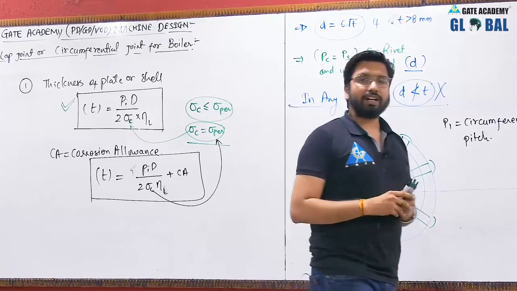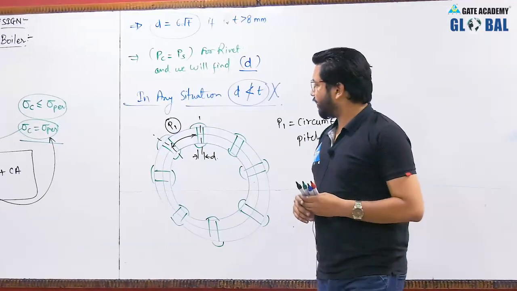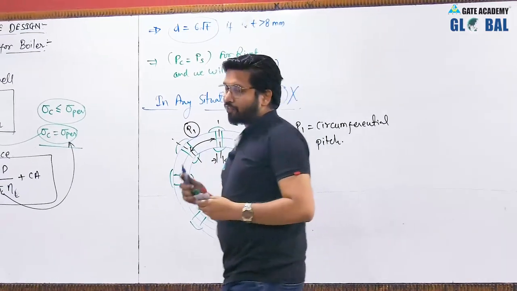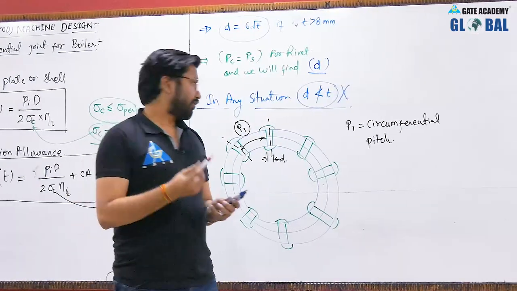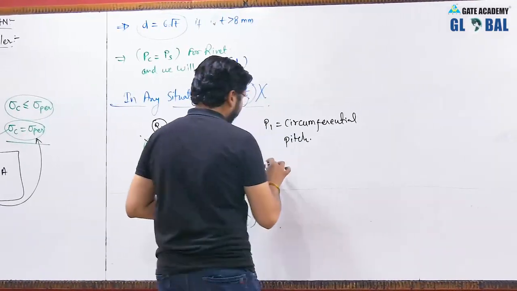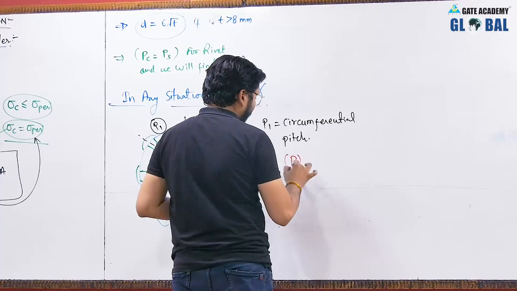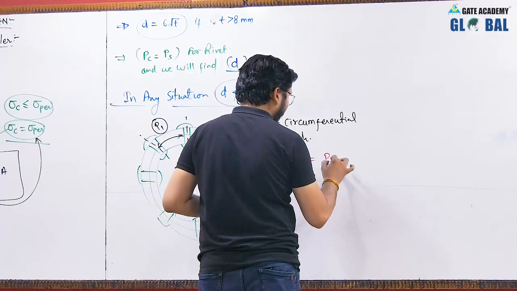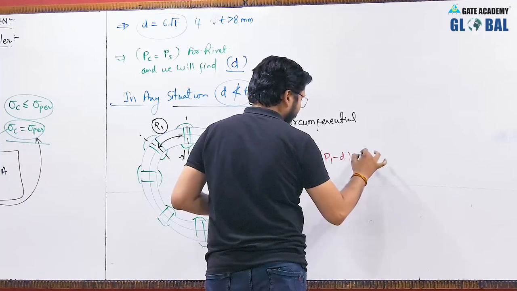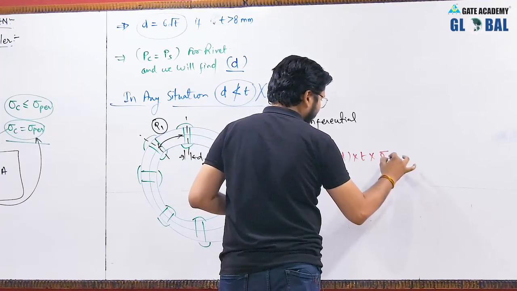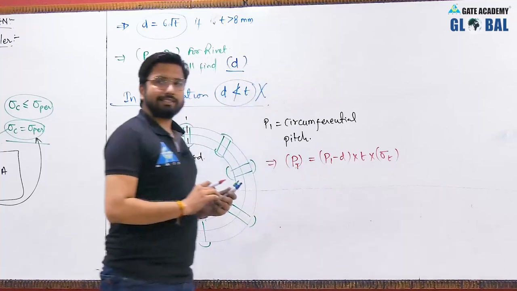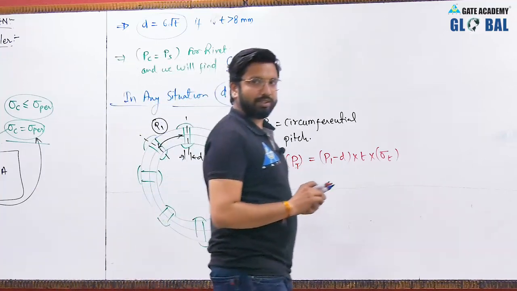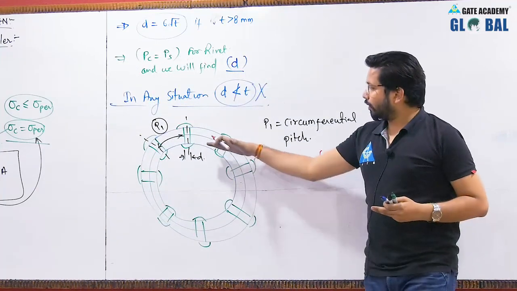Now, in order to calculate the value of pitch, we will use the concept of efficiency of joint. Here, if there is a rivet, the load carrying capacity in tearing per pitch length will be equal to P1 minus D into T into sigma T, that is the tensile stress or the tearing stress acting over the joint.